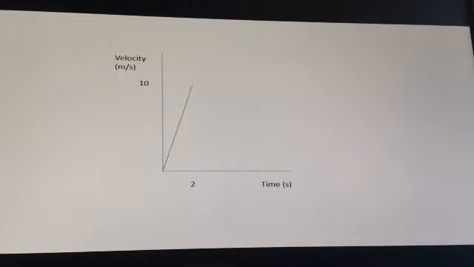Now in this graph, velocity is changing with time. As time goes on, velocity is increasing. So the velocity is changing with time, it's increasing with time. This is an object that's accelerating. And the straight line shows us that it's accelerating at a constant rate. We can actually work out that acceleration as well using the gradient of the line. If we look at the y value of 10 and divide it by the x value of 2, 10 divided by 2 gives us a 5 meter per second squared acceleration.